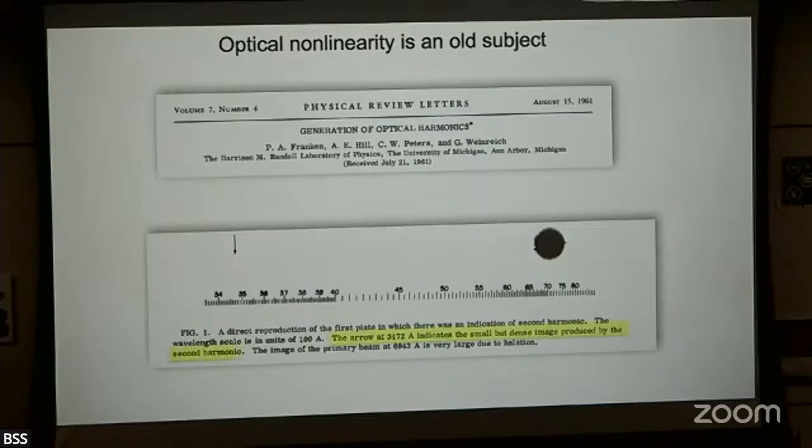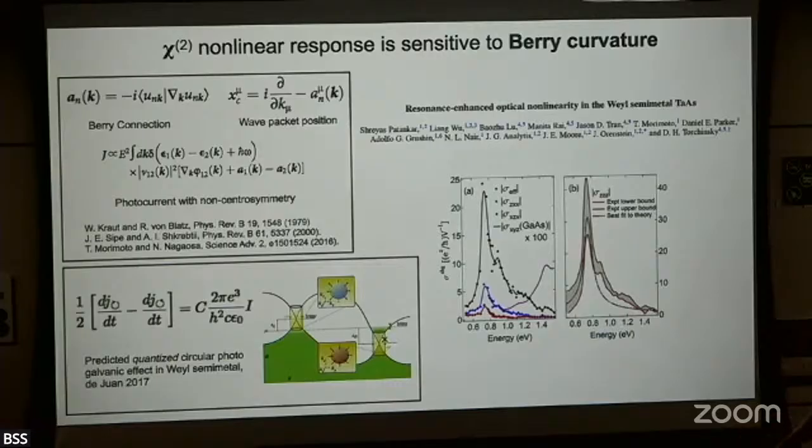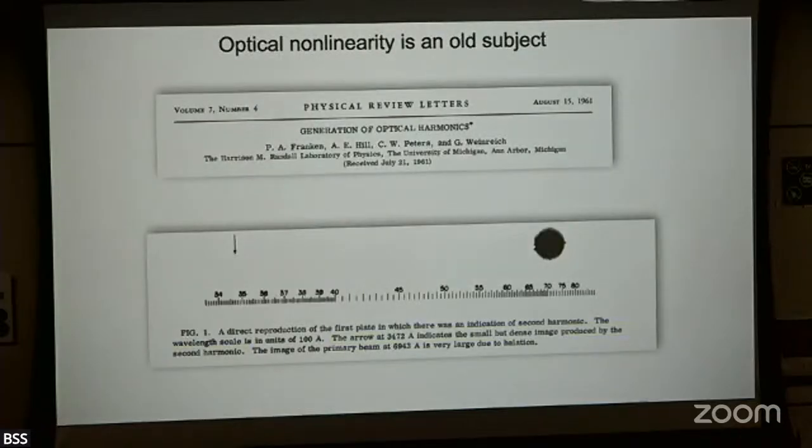The arrow at 348 nanometers indicates a small but dense image produced by the second harmonic. And there's nothing there. There's a famous story. They actually thought this little speck was dust on the photographic plate, and the copy editor took it out. So this major seminal paper, and this huge field, which is now a multi-billion-dollar industry, enters the physical literature with this kind of mistaken scrub.